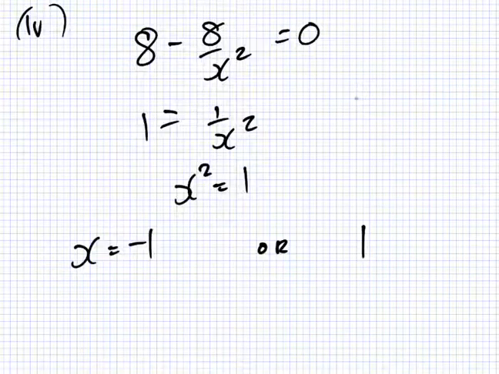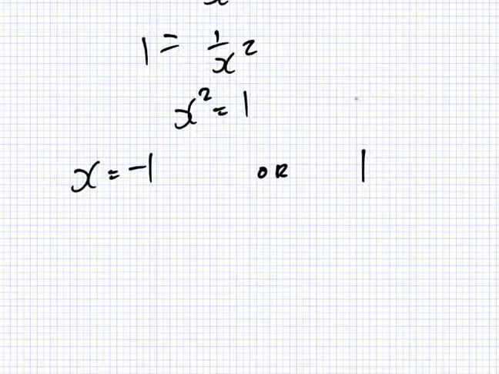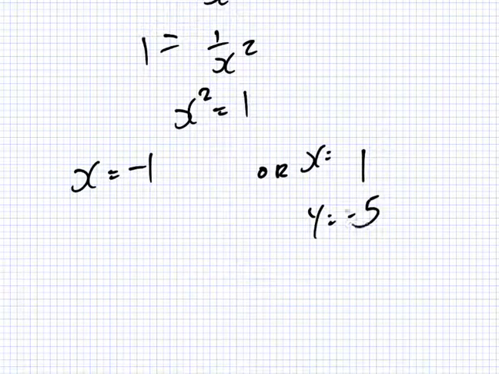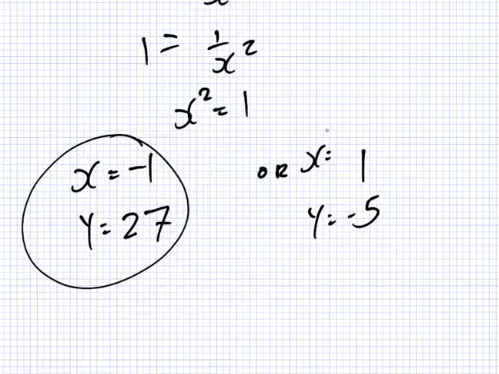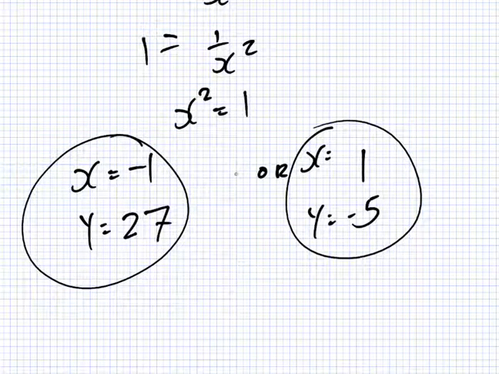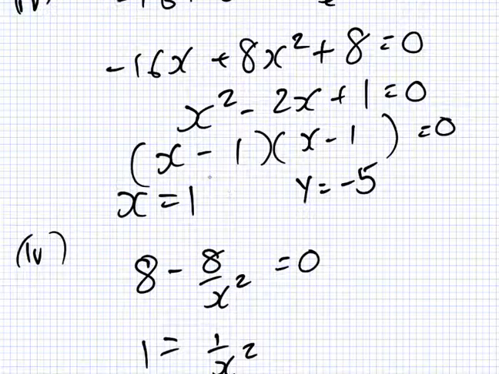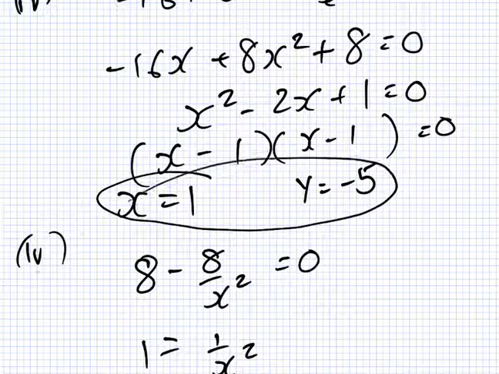So I already know what happens if I put x equals 1. I'll get y equals minus 5. I have to put minus 1 in now. 7, and then it'll be plus 16 plus 4. I get 27. Okay, so there are the two inflection points, the inflection points being when the second derivative is 0, and there is the one stationary point, the stationary point being when the first derivative is 0.